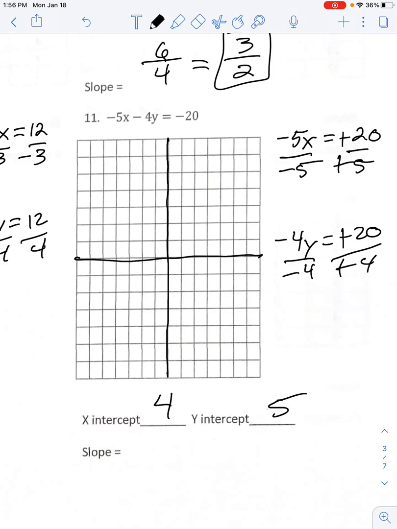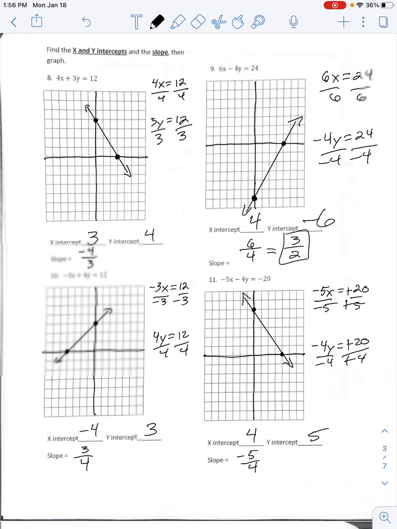And now we plot. If x is 4, plot 4 on the x-axis. Y is 5, so we're going to plot 5 on the y-axis. And then we're going to draw our line. Like so. For the slope, left dot to right dot. So from left dot, we need to go down 5 and right 4. So our slope is negative 5 over 4. All right, and that is 8 through 11.